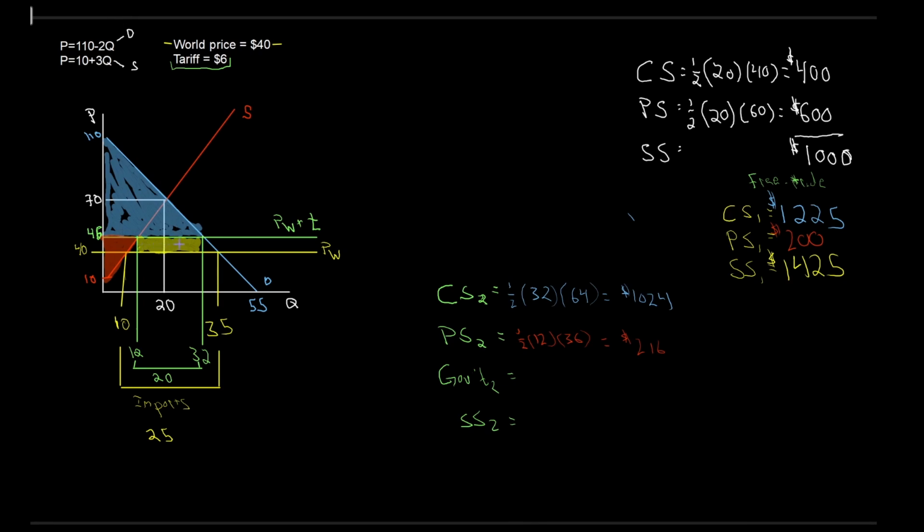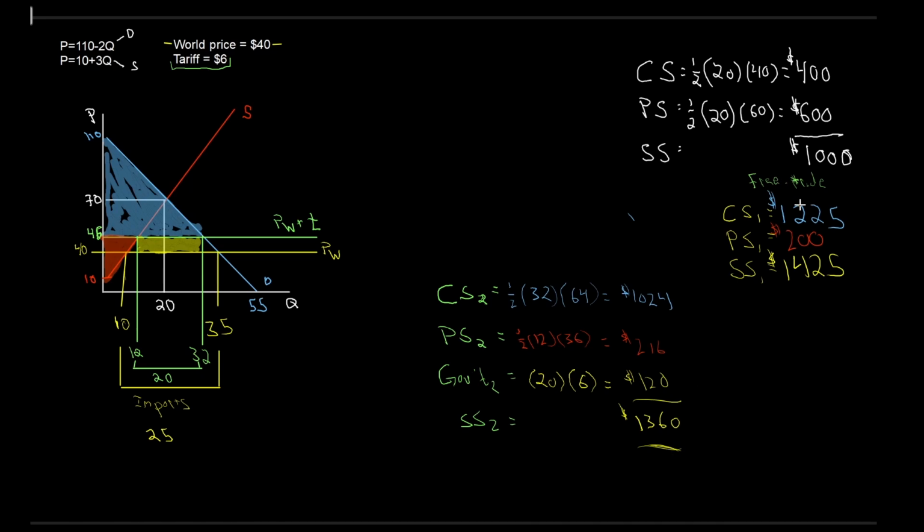We then have government. Well, we just have this yellow rectangle here as our government tax revenue. Base times height. Well, we're importing 20 units and we're charging a tariff or a tax on each of those units equal to $6. So altogether, 20 times 6 gives us $120 worth of tax revenue. We have all of our agents accounted for, so we can now calculate our social surplus. 120 plus 216 plus our 1024, that gives us altogether 1360 as our total social surplus.